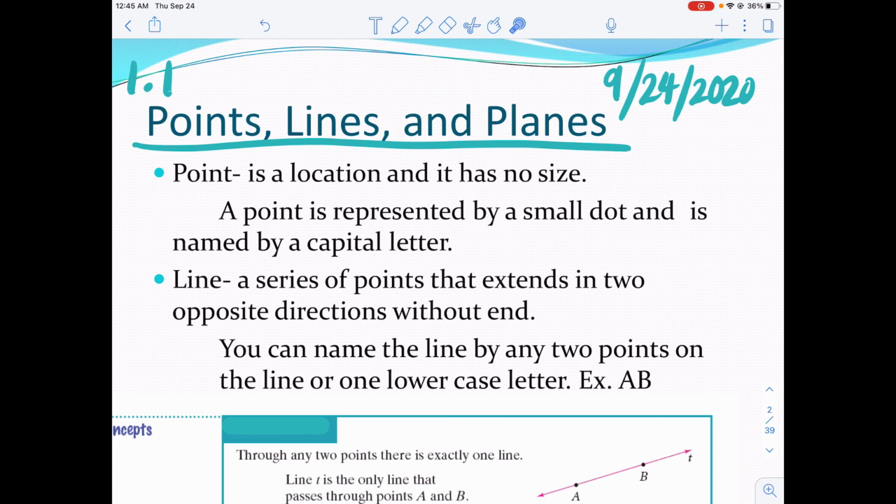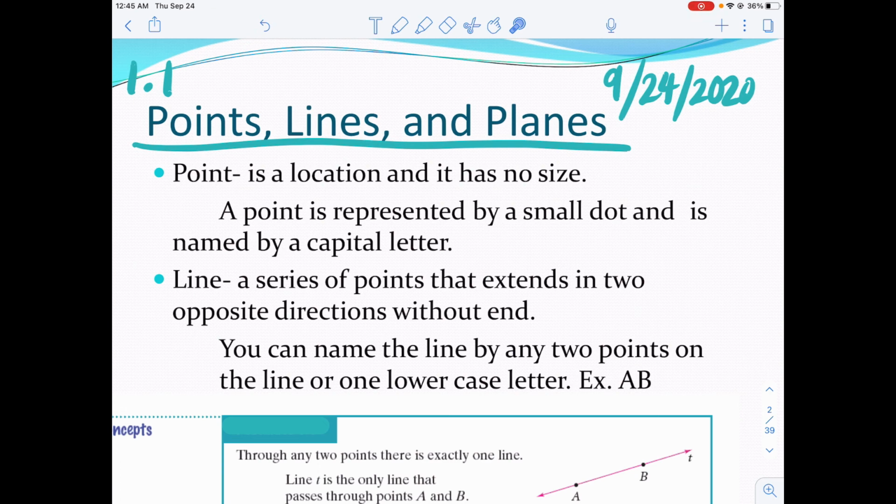Welcome. You are learning your first chapter, Chapter 1, 1.1, Points, Lines, Planes. This chapter has a lot of vocab words, and that's why we're watching this video, so that way we can get through it.